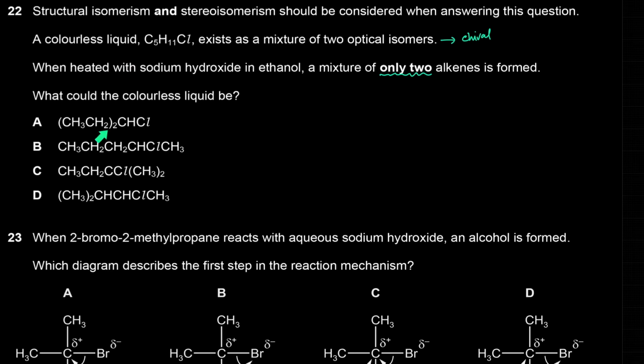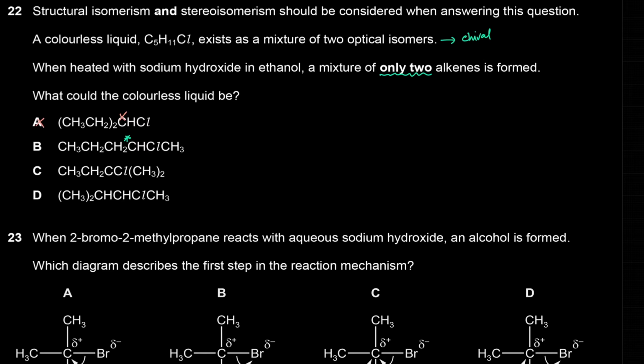Now, if you look at the possibilities, does A have a chiral center? Does it meet the first condition here? This carbon is bonded to 2 identical ethyl groups. So this doesn't have a chiral center, so we can eliminate A. What about B? Does B have a chiral center? It has an H, a Cl, a CH3, and a CH3CH2CH2. So here we clearly see that we have a chiral center.